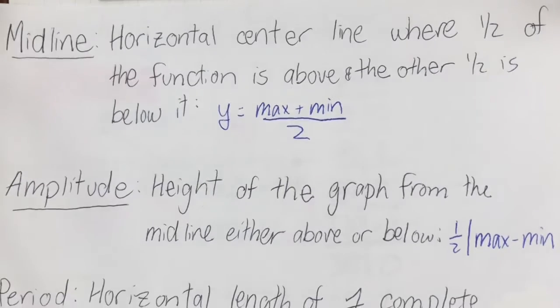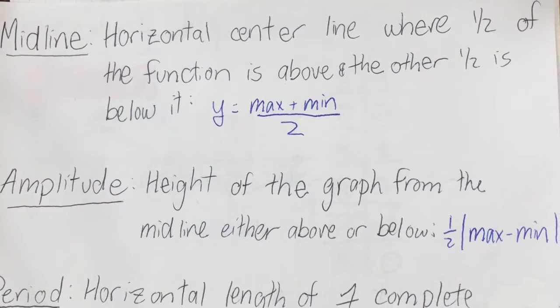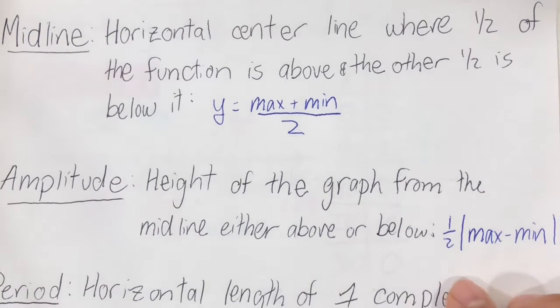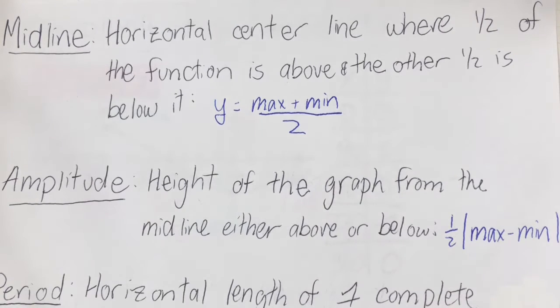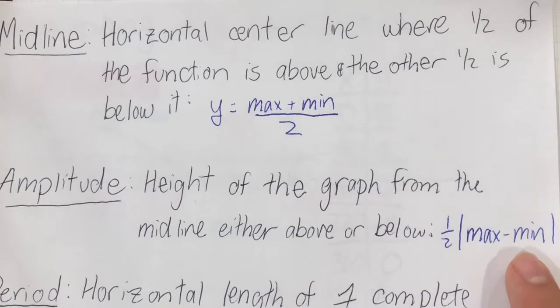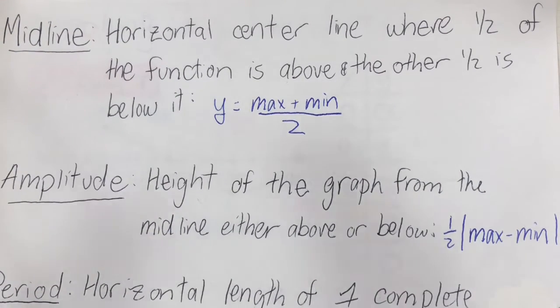And then we have the amplitude. The amplitude is the height of the graph from the midline, either above or below. In order to calculate the amplitude, we would subtract the output values for maximum and minimum, and then multiply by a half or divide by 2. But when we're figuring out the amplitude, it's always a positive value, since the difference is in an absolute value symbol.